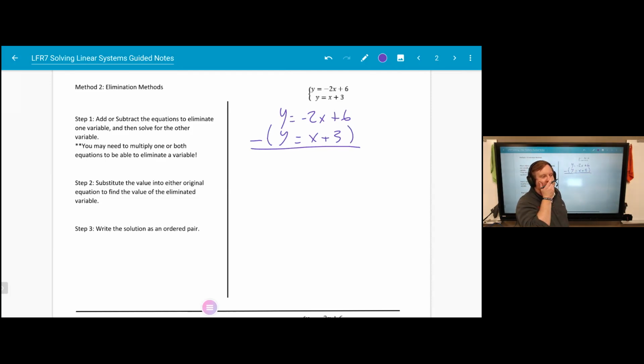It's 0, Mr. Bremen. Hey, thank you. All right. We have 0 equals, what's negative 2x minus x? Negative 3x. And what's 6 minus 3? Well, that would be plus 3. And hey, I've got an equation with only one variable, and I can solve that.